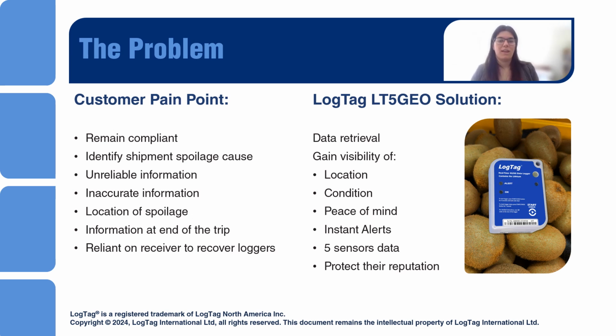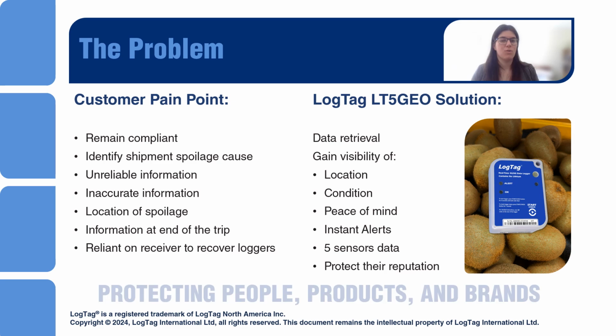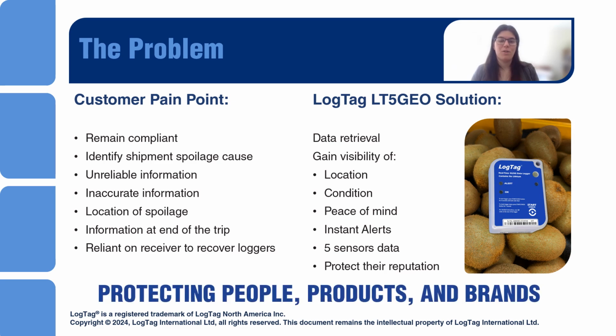The shipper will also gain visibility of not only the location of the shipment throughout LogTag Online and the LogTag mobile app, but also the condition of the shipment while it is still in transit. Customers will get peace of mind that they will receive an instant alert as soon as their shipment has breached any of their set parameters using the LT5GEO's 5 sensors, so that they can take action to protect their reputation. This ties in well with LogTag's core philosophy of protecting people, products, and brands.